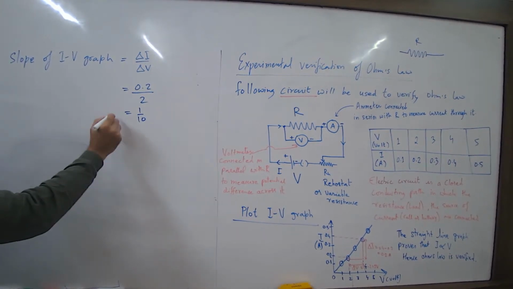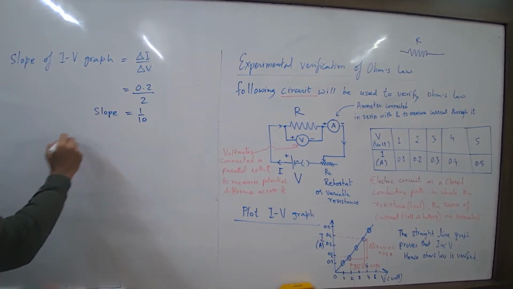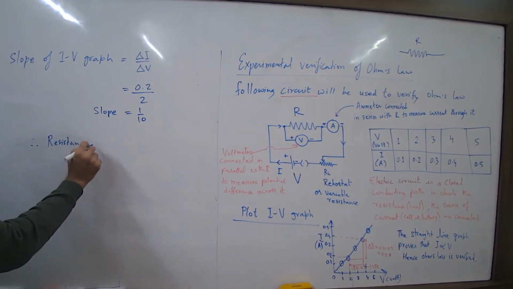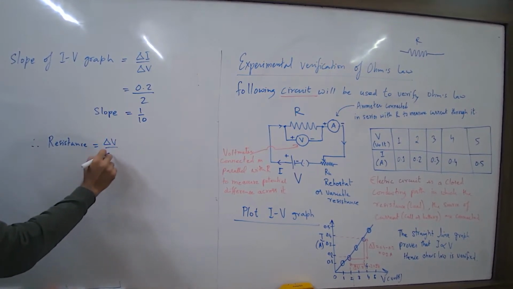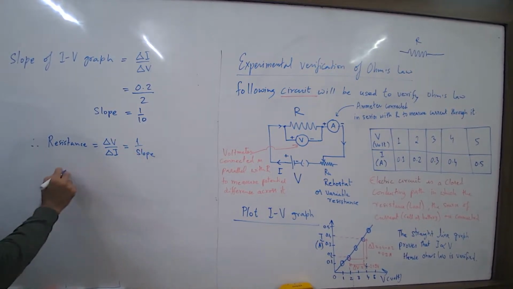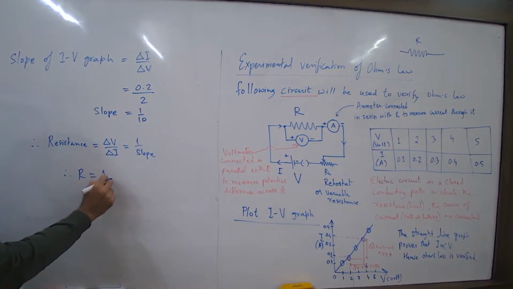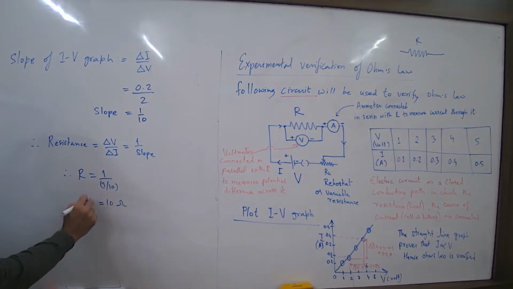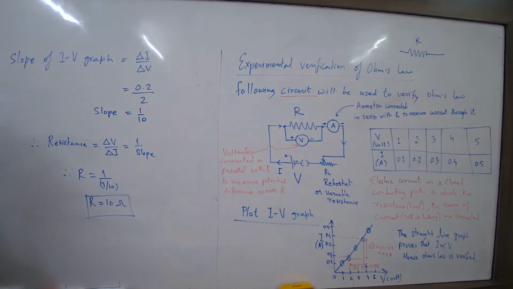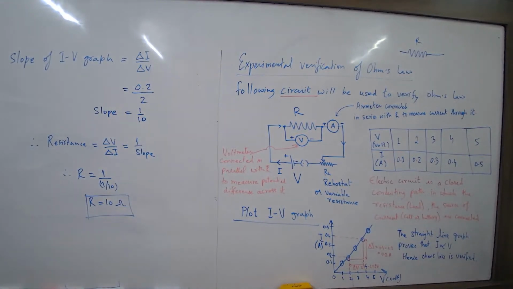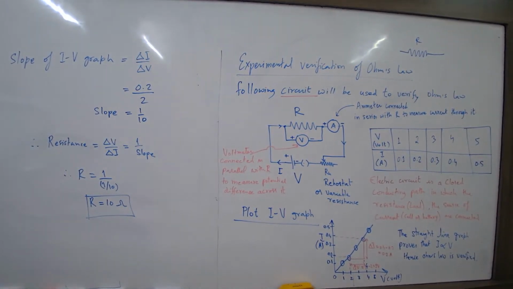So what will be resistance? 10. Therefore, resistance is equal to delta V upon delta I. This is equal to 1 by, so R is equal to 1 divided by 1 by 10. Understood how to find resistance using Ohm's law? Using this experiment, you can always find the resistance of any given conductor.